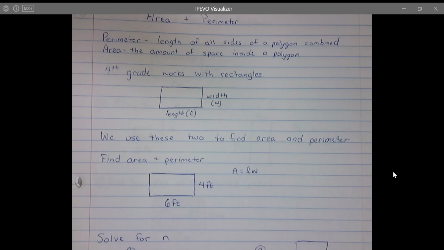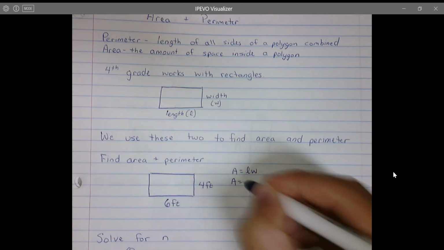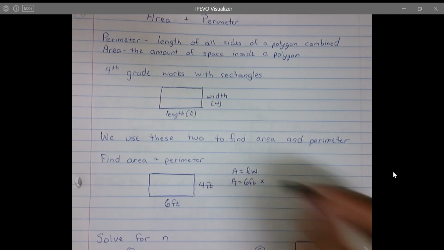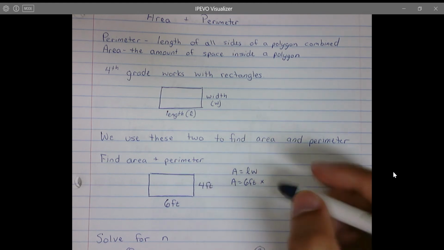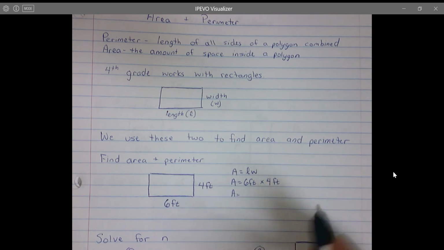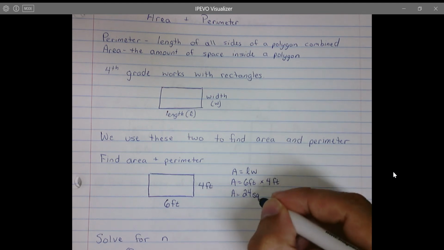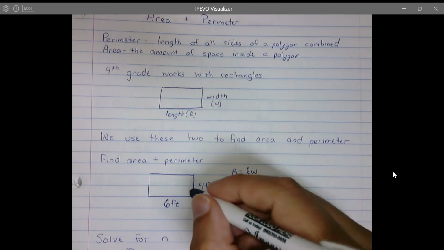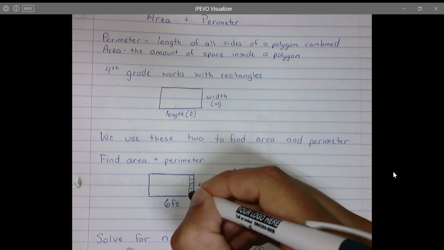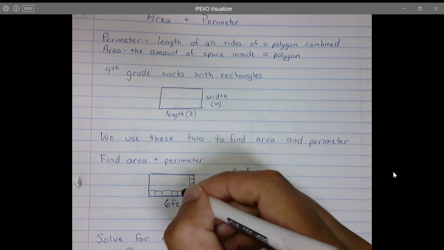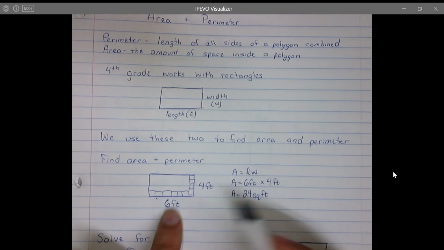Now all I have to do is just plug in my numbers. Area equals, well, my length is 6 feet, and that's going to be multiplied by my width, which is 4 feet. So area, I'm going to multiply 6 multiplied by 4 would be 24, and the units become square units, in this case square feet. If you remember, because this would be like 1, 2, 3, 4, and then 1, 2, 3, 4, 5, and then 6, so we'd see that there's a bunch of squares being created.